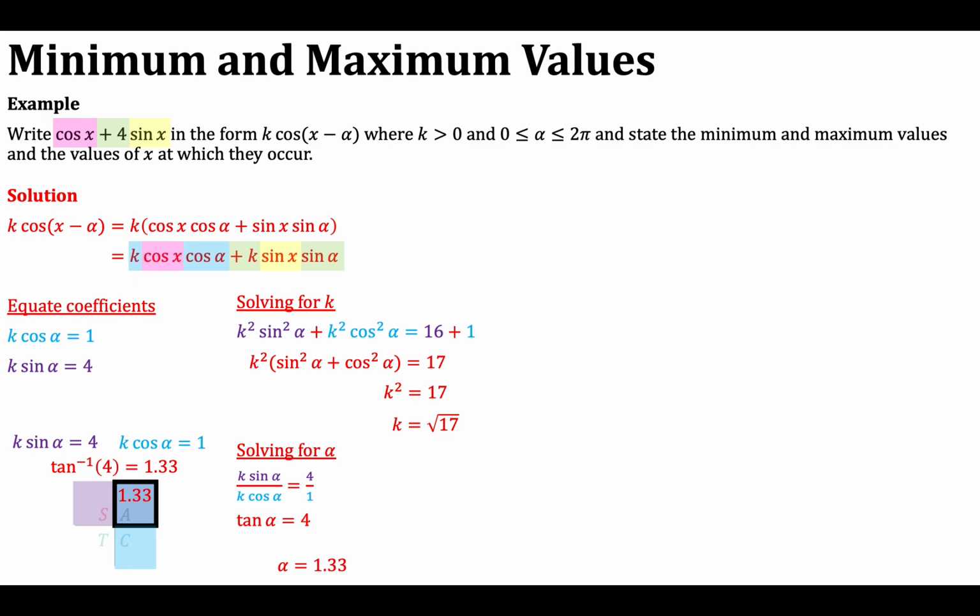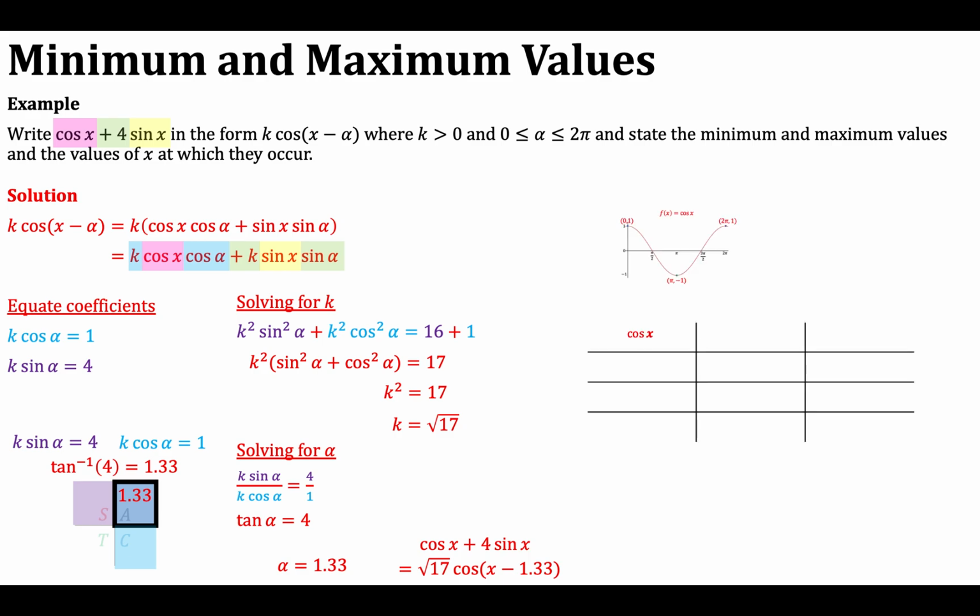And we're now in a position where we can express cos x plus 4 sin x in the form k times cos of x minus alpha. So that's root 17 cos of x minus 1.33. So we have now written that in the given form. And now we're required to state the minimum and maximum values and the values of x at which they occur. So if we firstly look at the graph of cos x, we can pick out our minimum and maximum values from there.